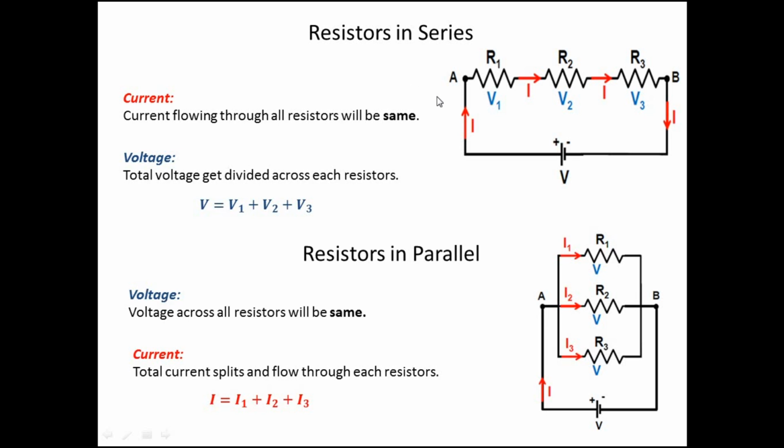So in case of series, the current will be the same. The current flowing through the resistors will be the same, but the voltage will be divided across each resistor. In case of parallel, the voltage will be the same, the voltage across all resistors will be the same, but the current flowing through them will be the split current. Okay.